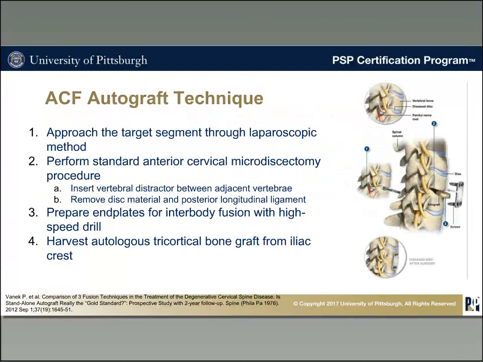The anterior cervical fusion autograft technique includes approaching the target segment through an anterior method, performing the standard cervical microdiscectomy in most cases. This would involve inserting a vertebral distractor between the adjacent vertebrae and removing the disc material and the posterior longitudinal ligament. The end plates are prepared for interbody fusion, and the autologous tricortical bone graft from the patient's iliac crest is harvested.